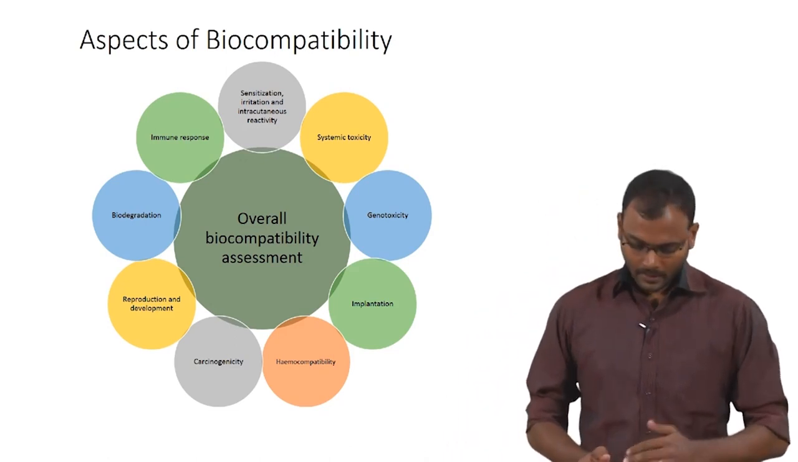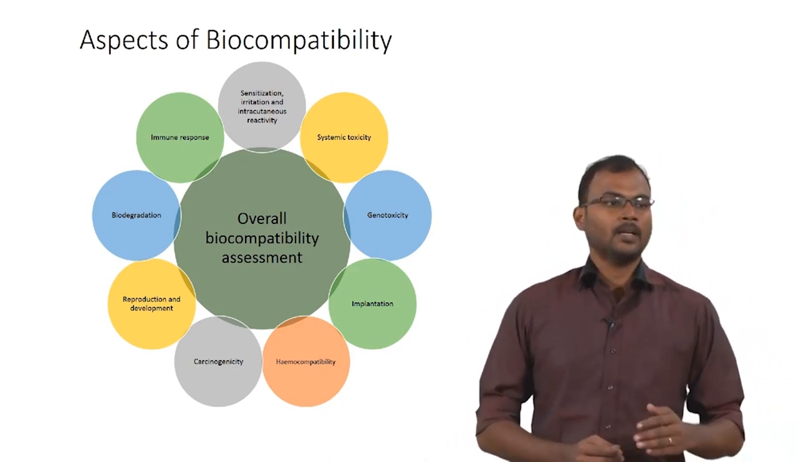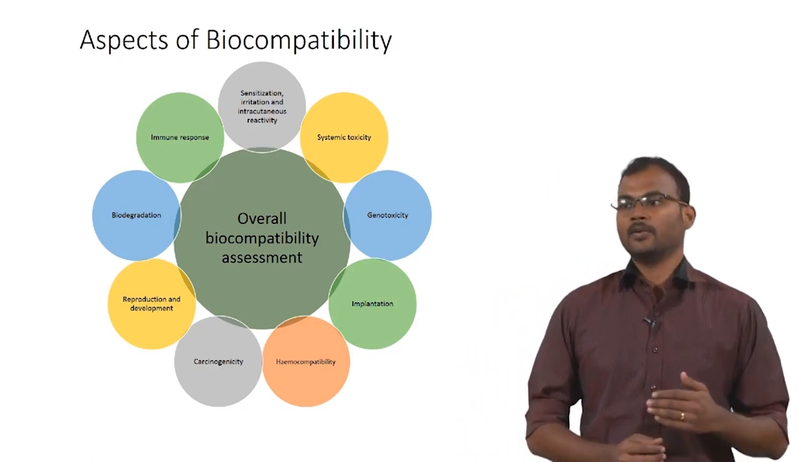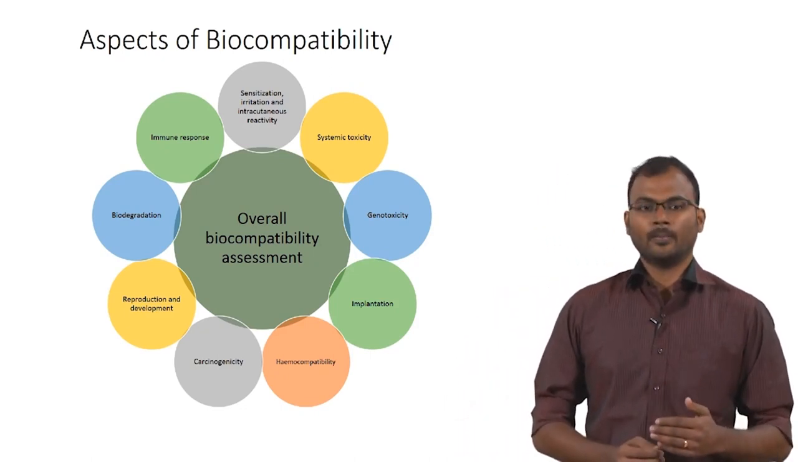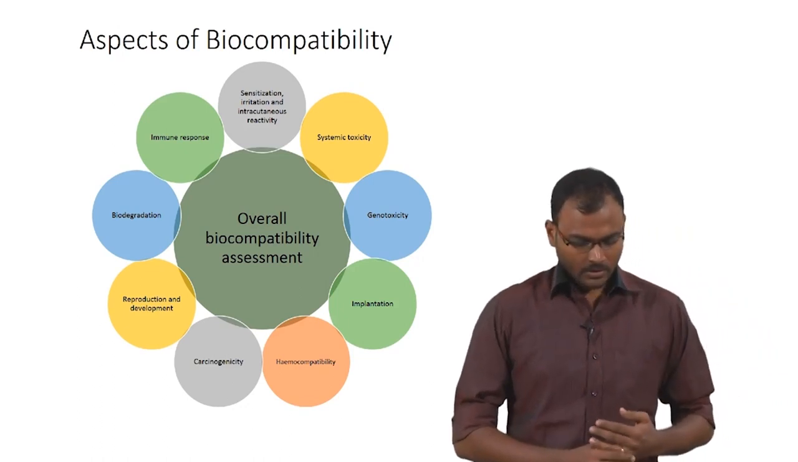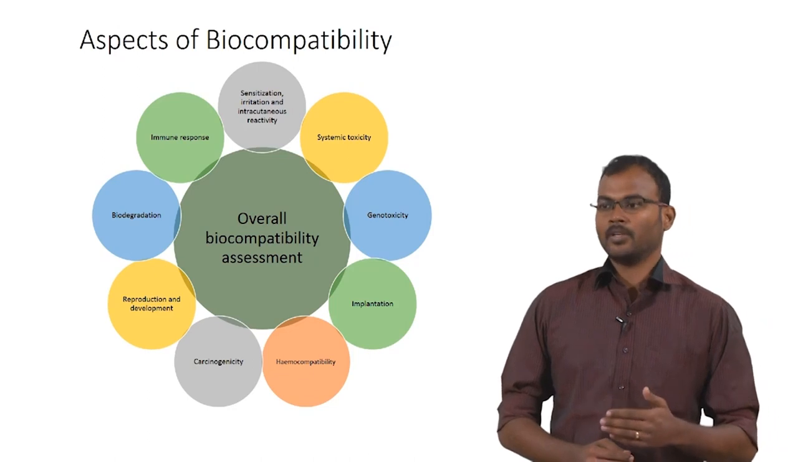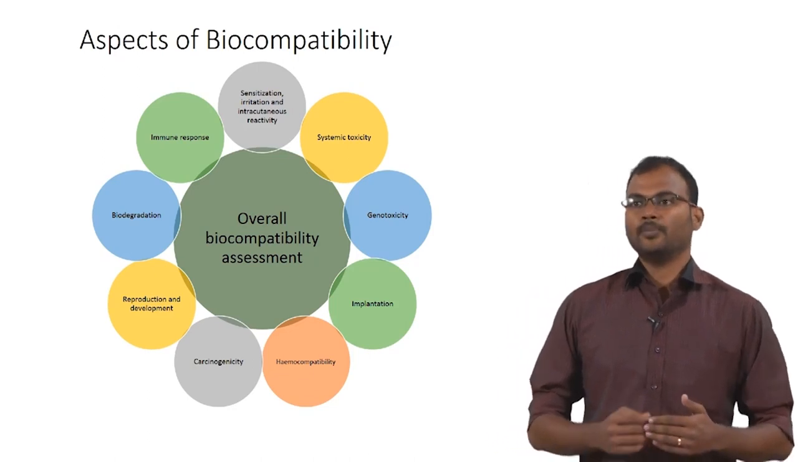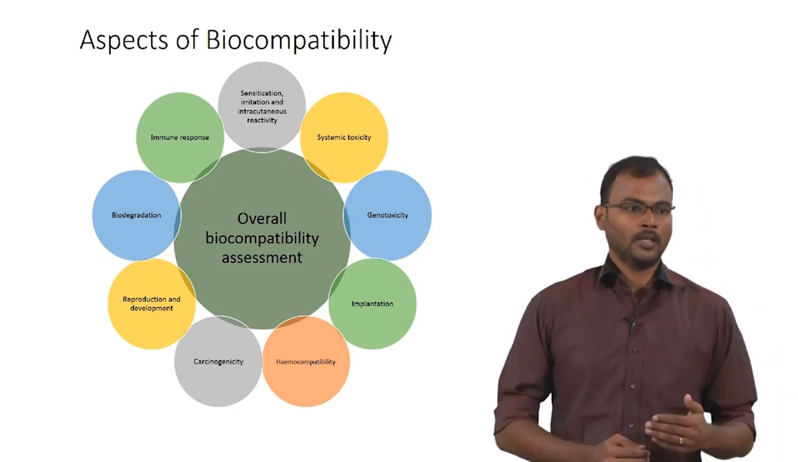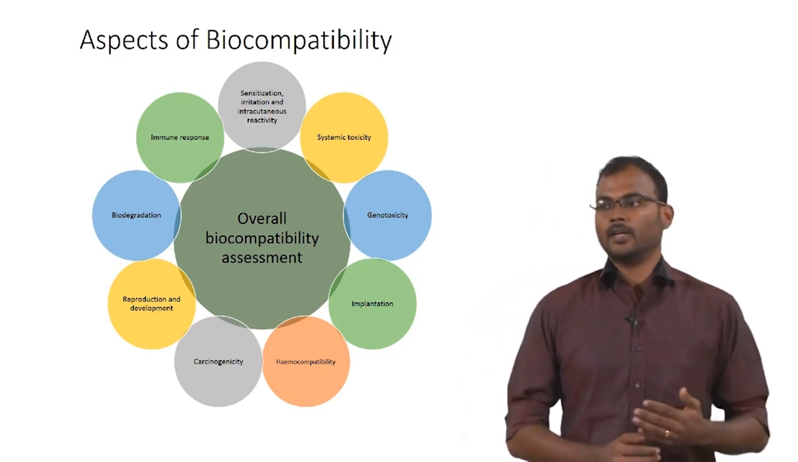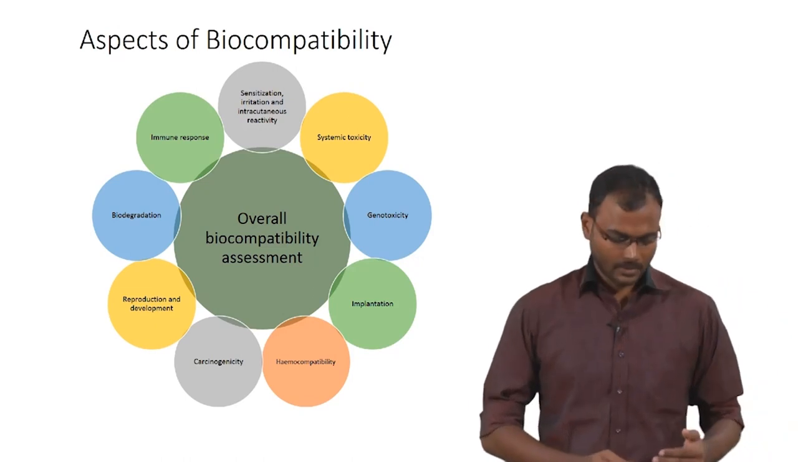Hemocompatibility is primarily involved in cardiovascular applications, where you need your material to be fully blood compatible. And carcinogenicity is again linked to genotoxicity or mutagenicity, where if there is a mutation, it can lead to cancer causing effects and all, which will lead to further rejection of your implants.